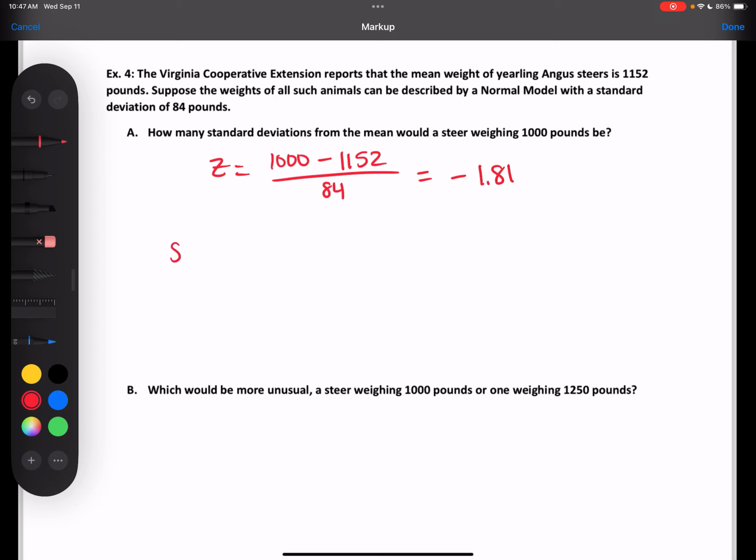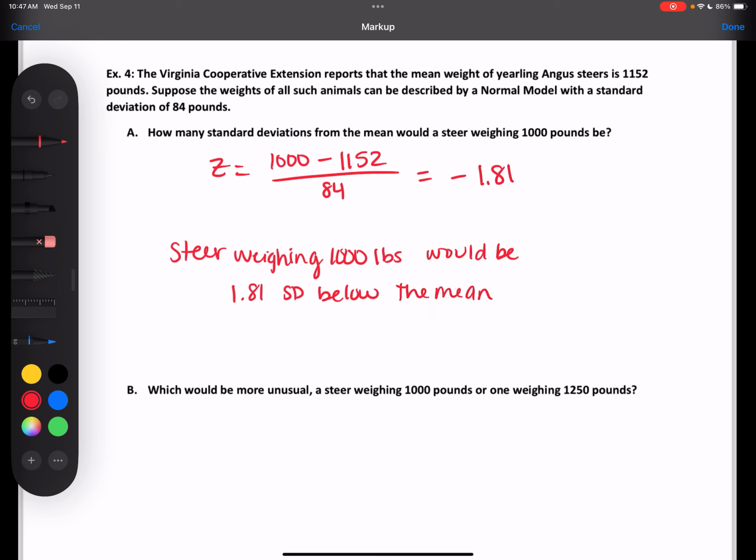So a steer weighing 1,000 pounds would be 1.81 standard deviations below the mean. You don't want to say negative 1.81 standard deviations below, because it's kind of like an oxymoron. So obviously we got a negative when we did the z-value, but when you're writing the summary, you just want to say below the mean instead.